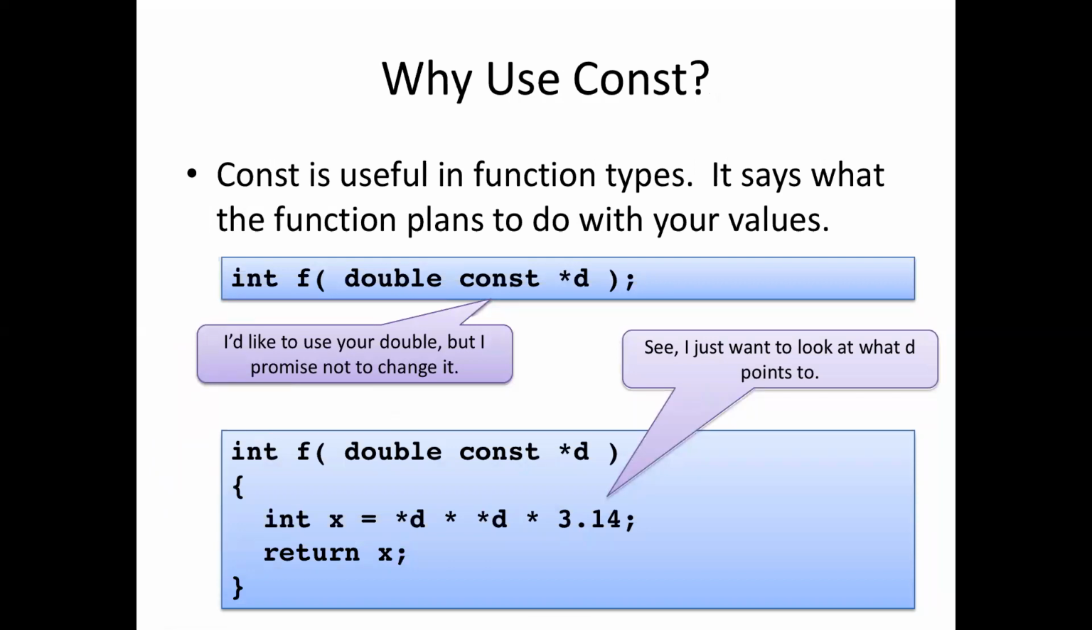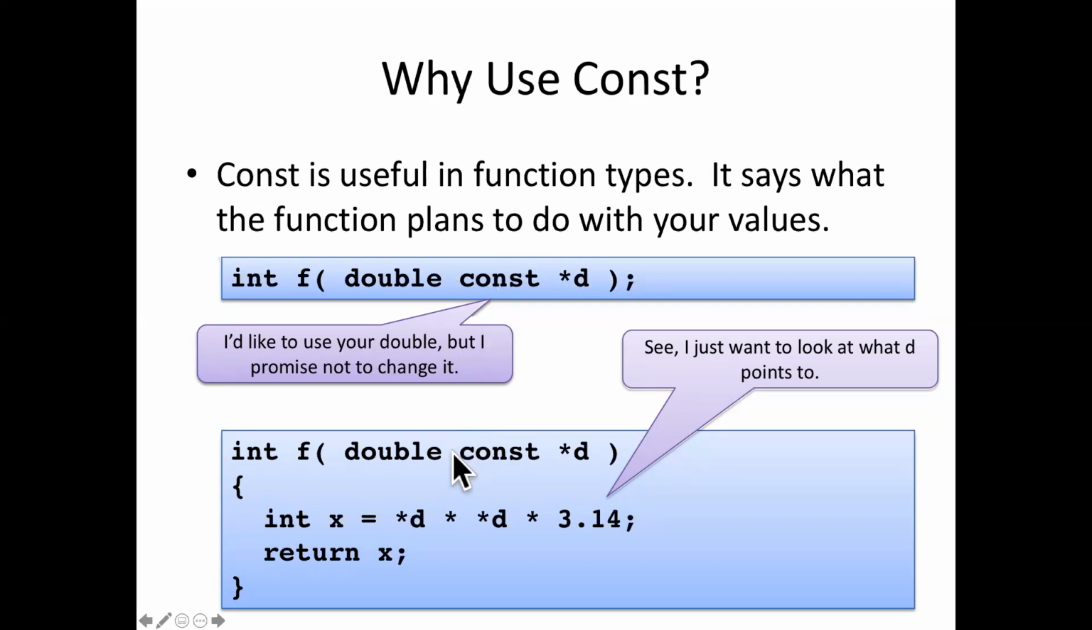It's handy in the parameters to a function and in its return type, because it lets the function say what it might do with your pointer. Let's say I have a function f, and it says as my parameter, I want some pointer to a constant double. What that means is you're going to give me the address of a double, but I promise I won't change it. I just want to see it. I want to be able to look at it, but the pointer you're going to give me, I'm declaring as const. And again, that means the compiler's not going to let me change the double it points to.